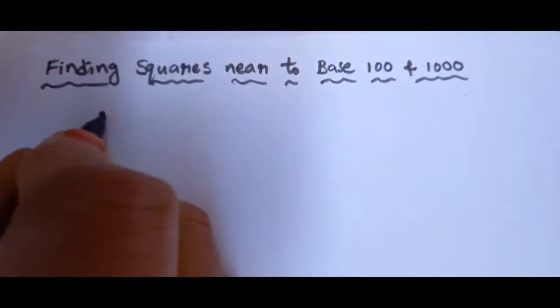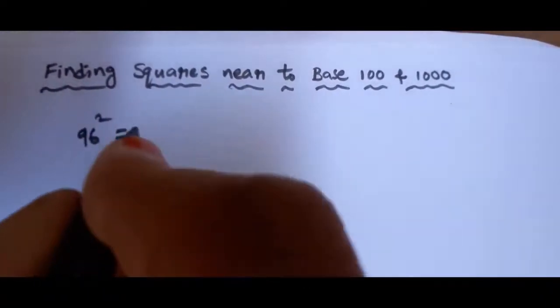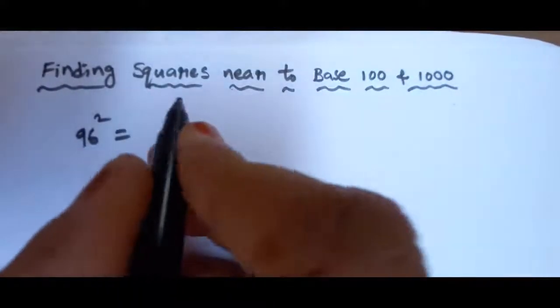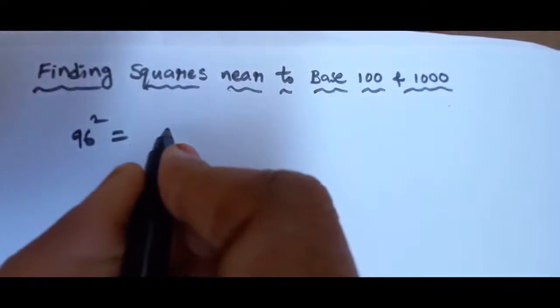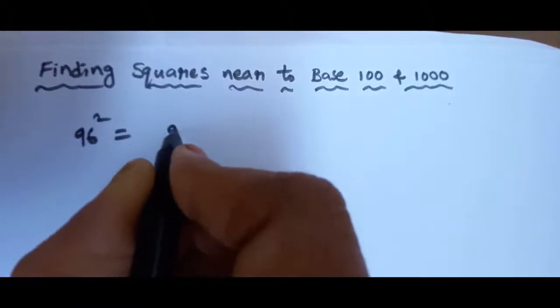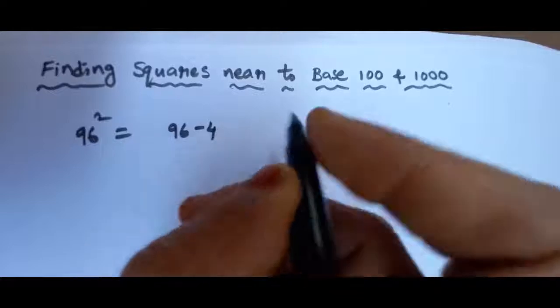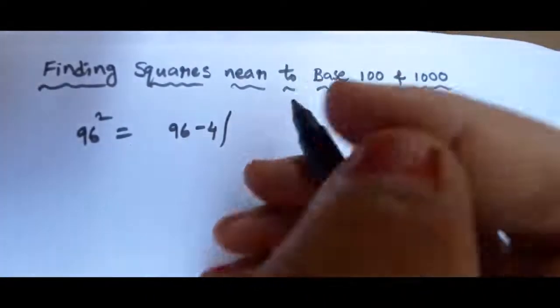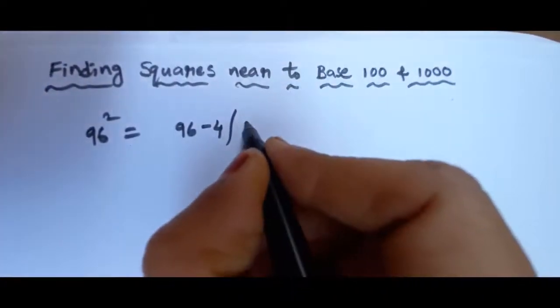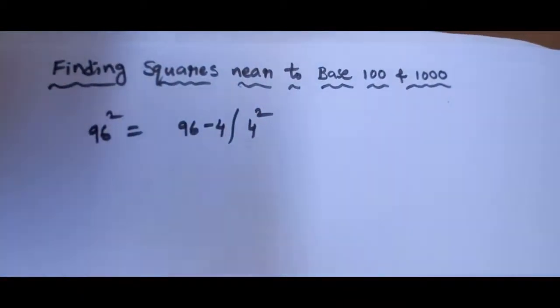96 square. 96 is 4 less than 100. Less than means we need to subtract. That means we get the answer in two steps. First step, we subtract how much it is less than 100, that is 4, so 96 minus 4. Second step, we write the square of this number.